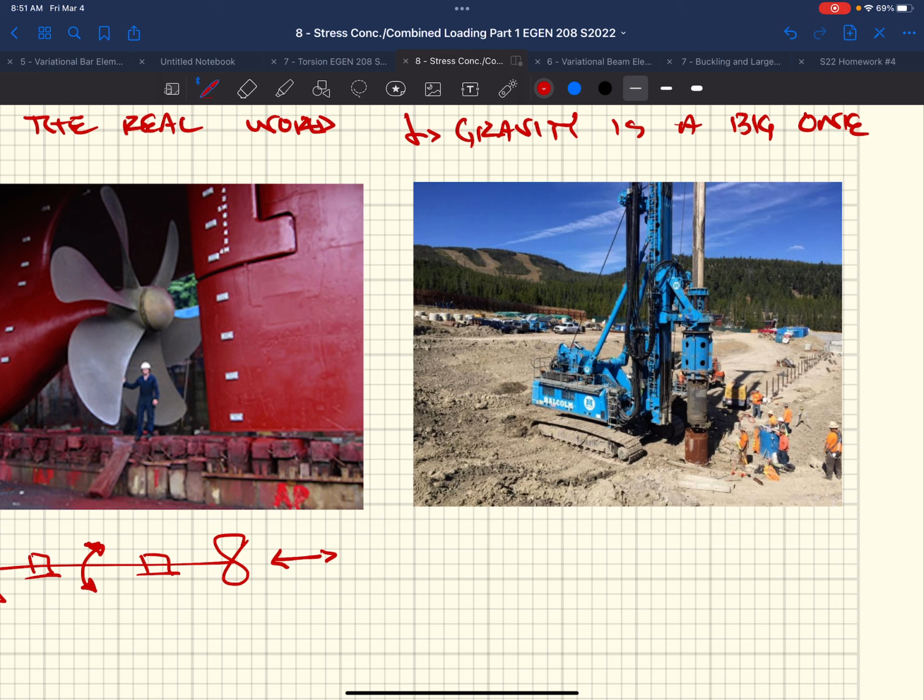Long story short, when we put a drill in the ground, we're going to have thrust, trying to push that drill into the ground while also twisting it, so we get this combined loading of axial and torsion.